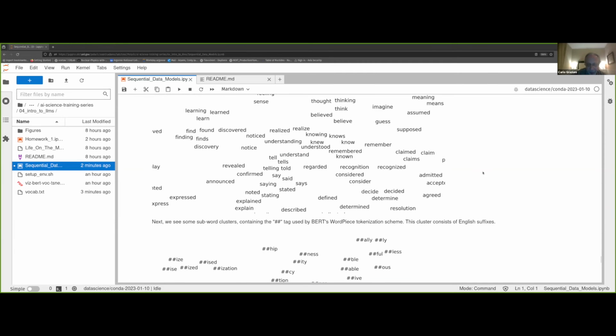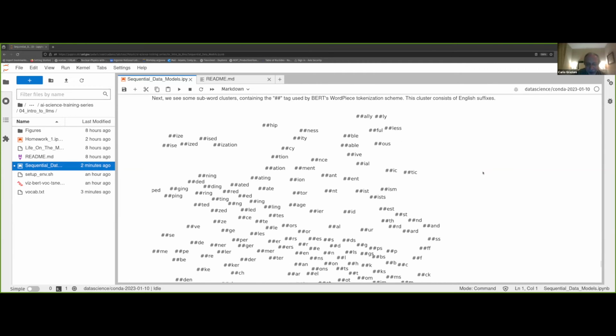So now we zoom in on another region of that diagram, and here we see some cluster. Remember, BERT denotes word fragments in its tokenization scheme with a double hash. This particular cluster appears to be English suffixes, so isation, shun, ant, yawn, and so on. These are common clusters that are used as suffixes to ordinary English words.